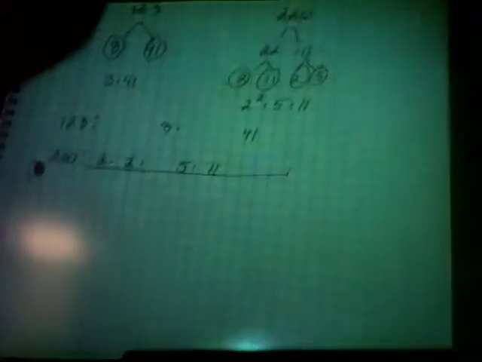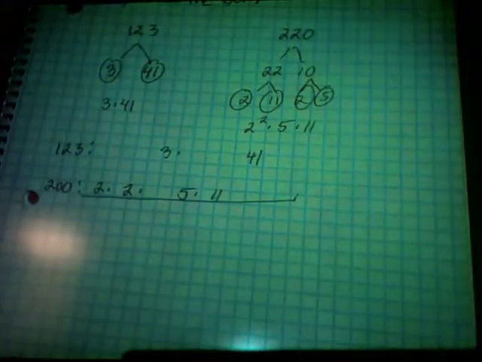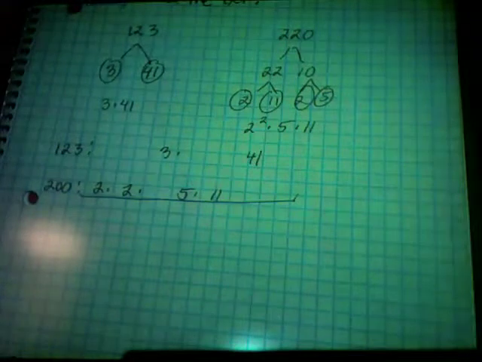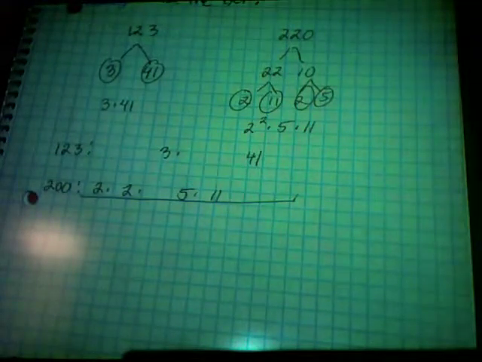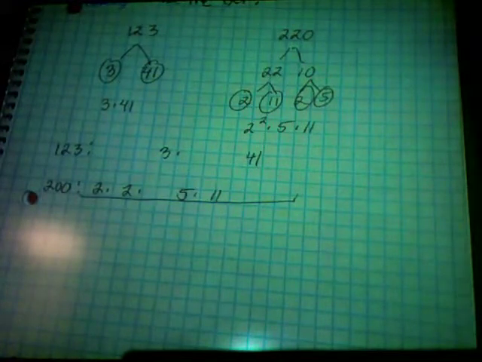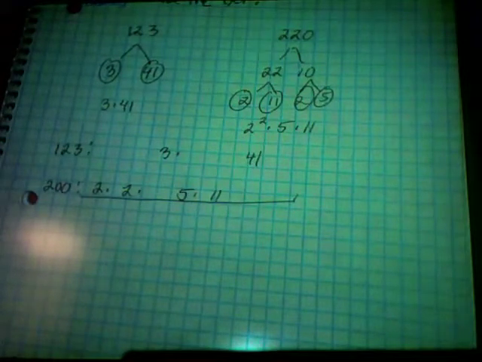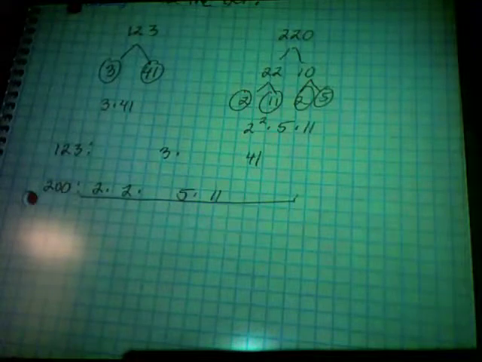Do they have any primes that are in common at all? No. So technically there is no greatest common factor. I guess actually technically there really is. If you found all the factors of 123 using the horseshoe method and all the factors of 220 using the horseshoe method, what factor would they have in common, both of those? 1. So technically the greatest common factor is 1.